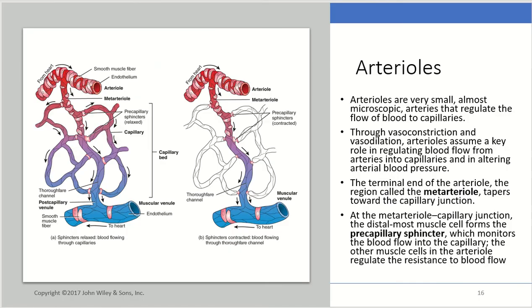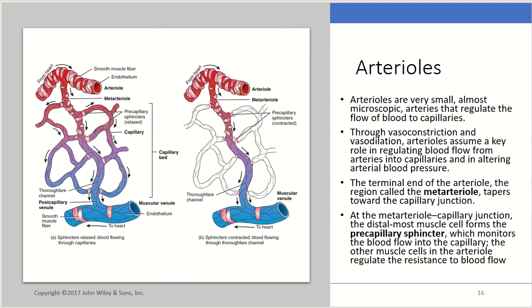So moving on then, let's look at the arterioles. These are very small, almost microscopic arteries that are responsible for regulating the flow of blood to the capillaries. Through vasoconstriction and vasodilation, arterioles assume an important role in regulating blood flow from the various arteries into the capillaries and in altering arterial blood pressure.